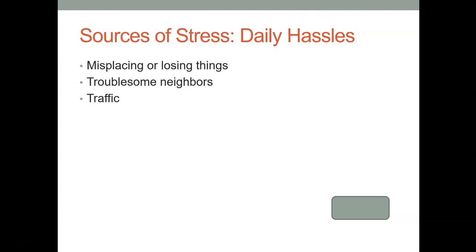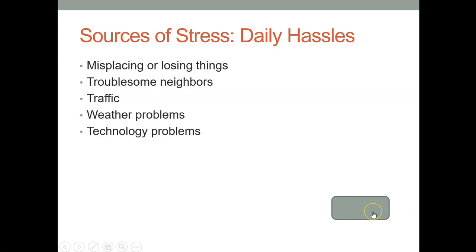Traffic, heavy traffic in your commute, getting stuck in traffic. Weather problems, technology problems. These are things that might be pretty minor. They might even be things that you could solve, but they add up. And there are scales that measure people's daily hassles and how often they encounter them and how problematic they are to them. And higher scores on the daily hassle scale do have a correlation with health outcomes.